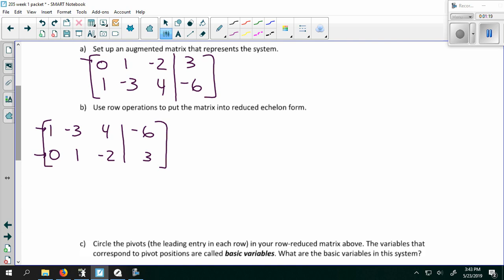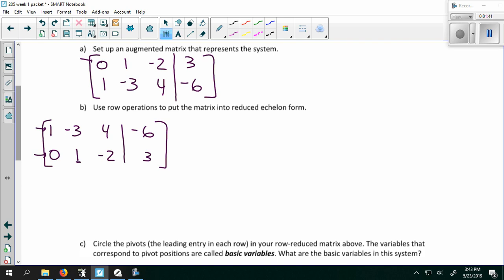So that first column is done. I have a 1 with a 0 below it. Move to the next column as I move to the right. I have a 1 as the leading entry. That's great, and there's nothing to knock out below it. So I already have this in echelon form. This is triangular form. My main diagonal is 1s, and I have 0s below the main diagonal.